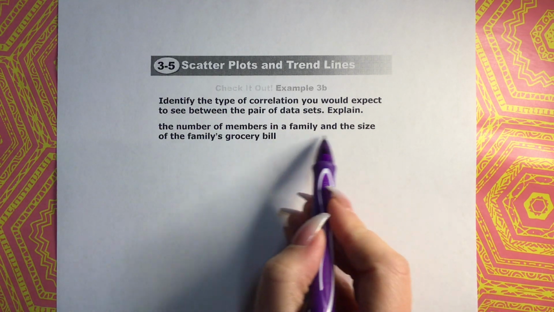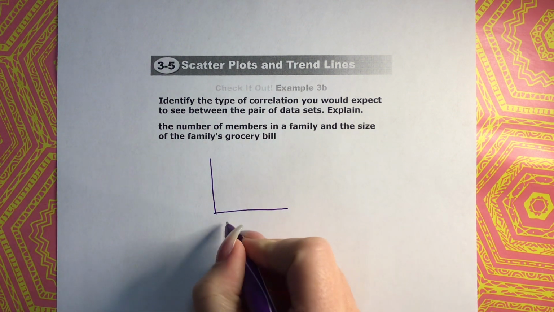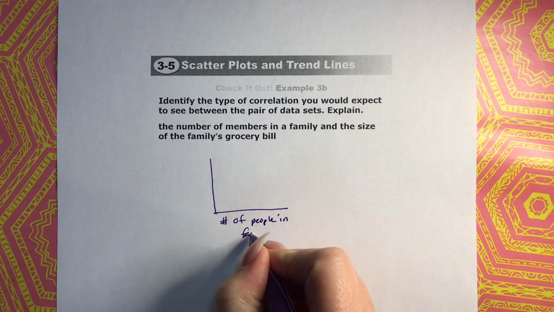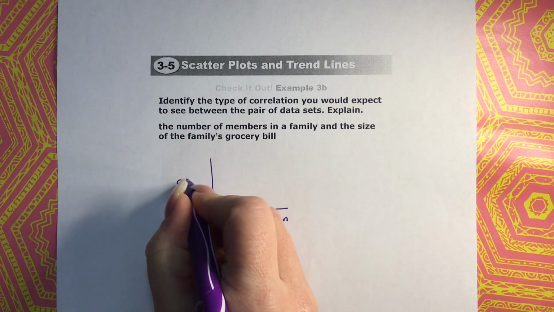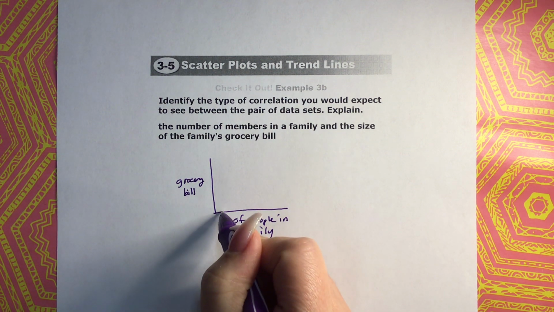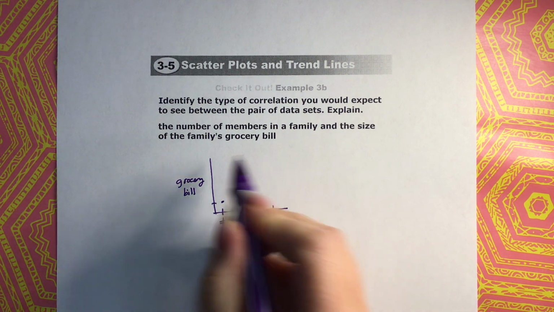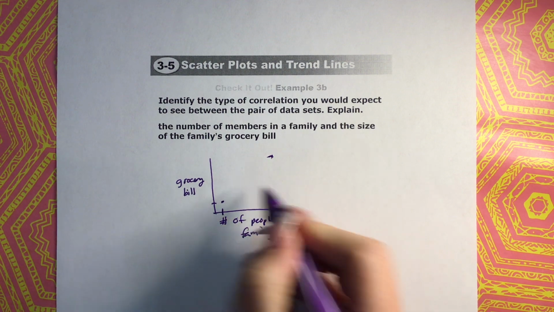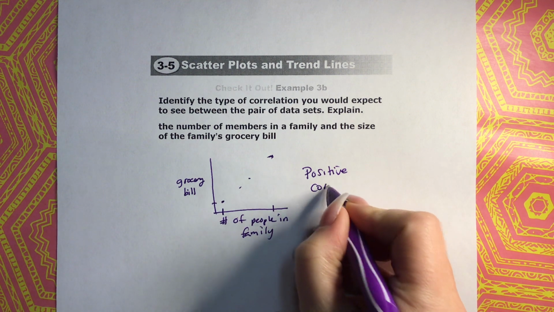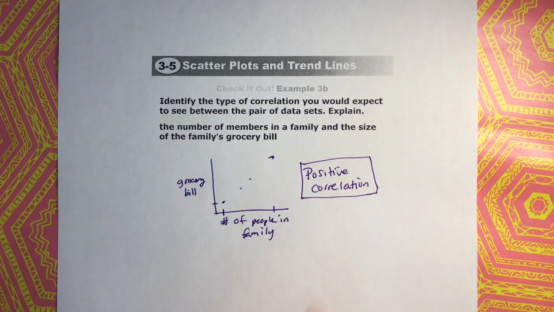We have the number of members in a family and the size of the family's grocery bill. Okay, so number of people in family, and we'll just do grocery bill. This one should be pretty obvious. If there's not that many people in the family, the grocery bill is probably not that high. If there's a lot of people in the family, the grocery bill is probably high. So to me, this looks definitely like a positive correlation. If you said positive correlation, great job.